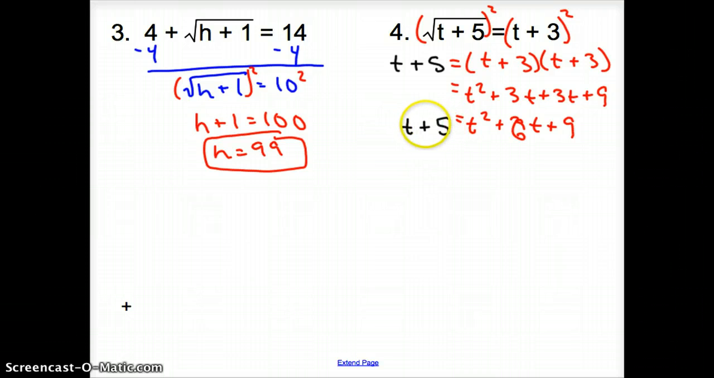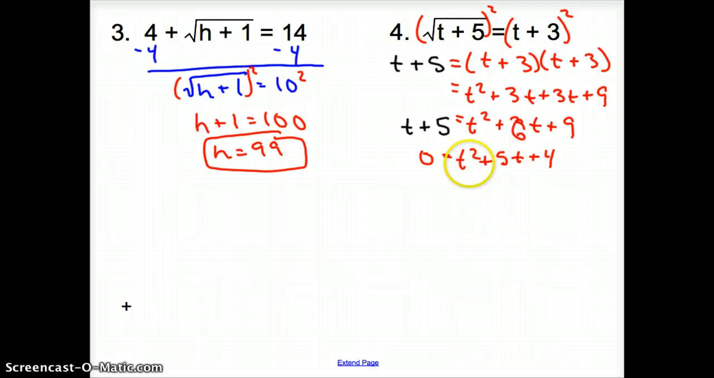Now I am going to move all of this over here. So I'm going to simplify to get t squared. Now it's going to be plus only a 5t because I subtracted that t, and I'm going to subtract that over to give me plus 4. What's that going to equal? Since I subtracted it over here, it's just going to give me 0.